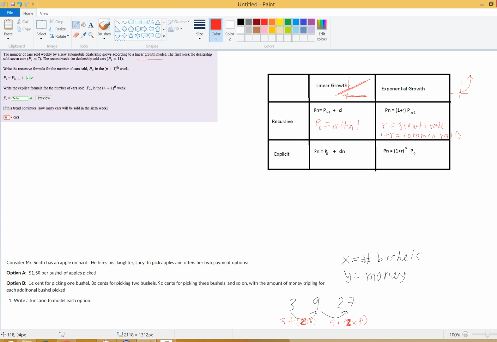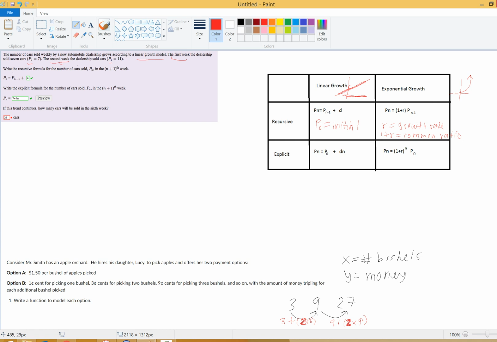So you see that as we look at the first week, we call it P sub 0. And for whatever reason in this model that they've given us, it says the second week is P sub 1. So the first week, instead of being P sub 1, they're calling it the initial amount P sub 0, the second week being P sub 1. So if you notice really quickly, the second week, usually we would think of that as a number 2. Well, it's P sub 1.